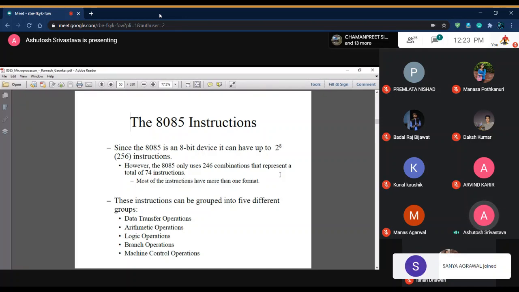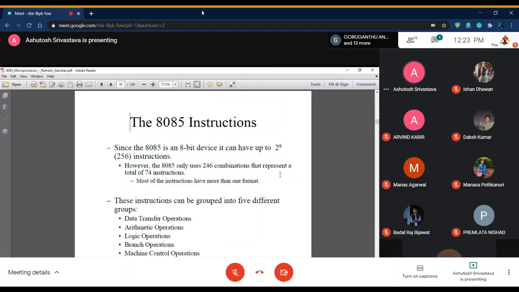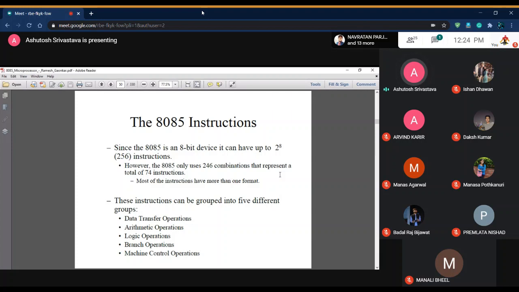Am I audible? The 8085 is an 8-bit microprocessor. It can have a maximum of 2 to the power 8 instructions. So it is talking about the maximum capacity: it can have 2 to the power 8, or 256, instructions.